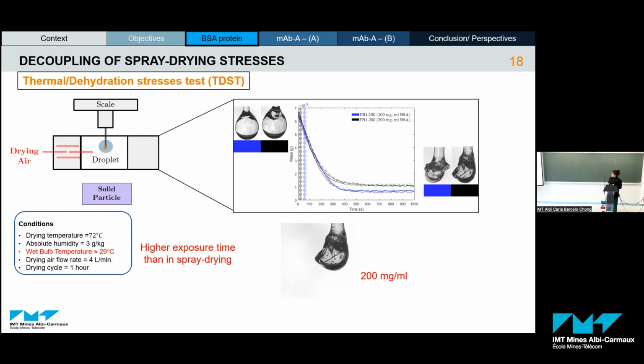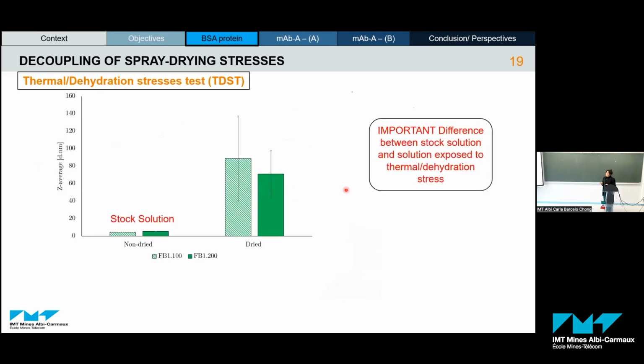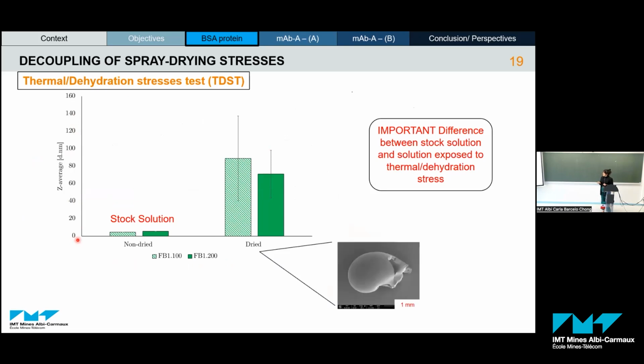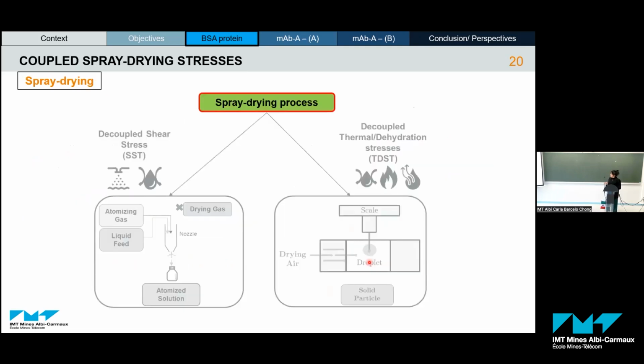The conditions for this test: the temperature was set up to 72 degrees Celsius and the time of exposure was around 1 hour to allow the final dried particle to arrive to very low moisture contents. The results from this test showed that the thermal stress had a higher impact on protein aggregation compared to the shear stress results on aggregation. This is the final particle that we recover after the test to be characterized.